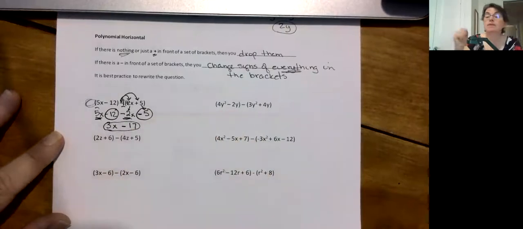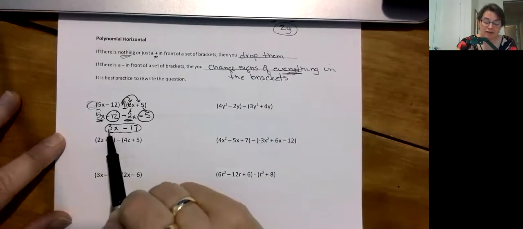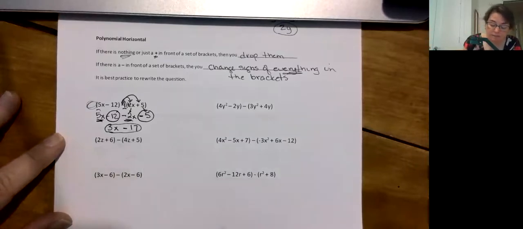With these, remember, they don't always have to go down to just one thing, right? You don't somehow magically have to combine the 3 and the 17. They're not like terms, so you're done.